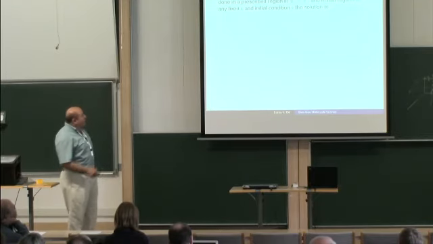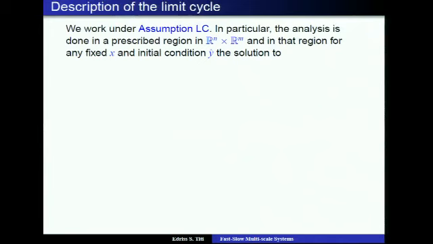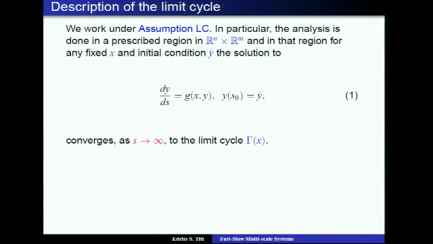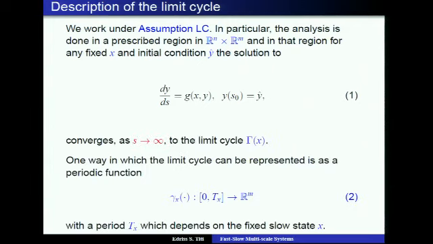So under the assumption of a limit cycle in the space R^n cross R^m, where R^n is the slow variables and R^m the fast ones, I'm assuming the following: for every fixed x, which is a slow quantity, and an initial condition y for the fast quantity, I look at the fast dynamics. There's no epsilon here, I'm looking at it as a dynamical system. I rescale the time, and as s goes to infinity, I'm converging to a limit cycle. This is the underlying assumption. Now the question: how do we describe a limit cycle?